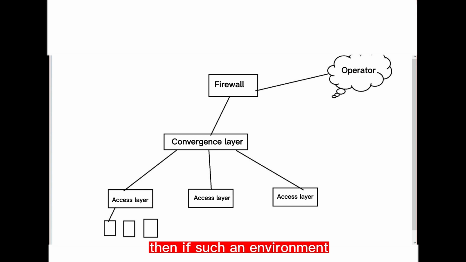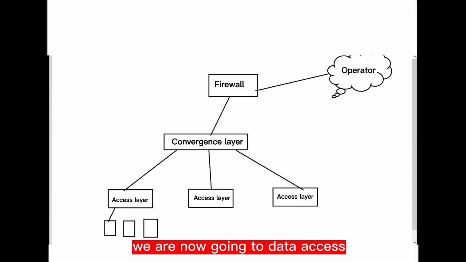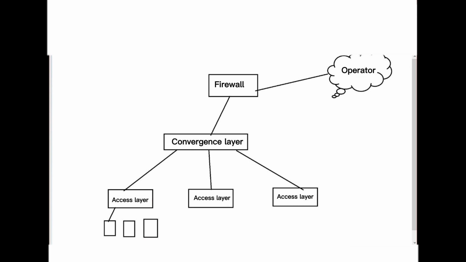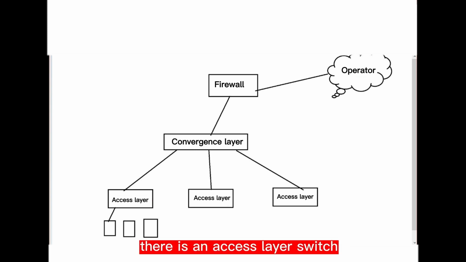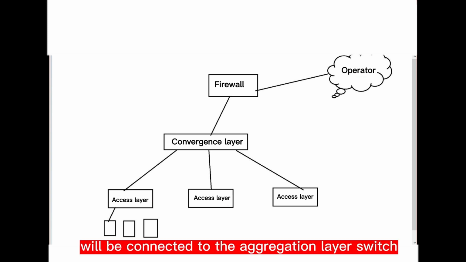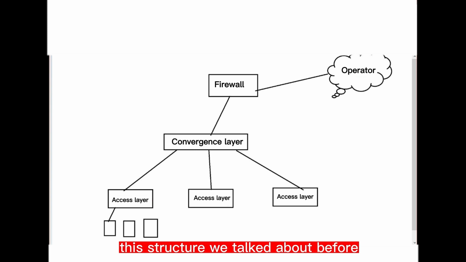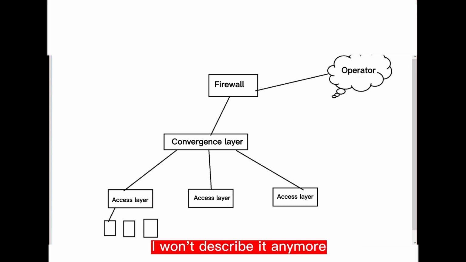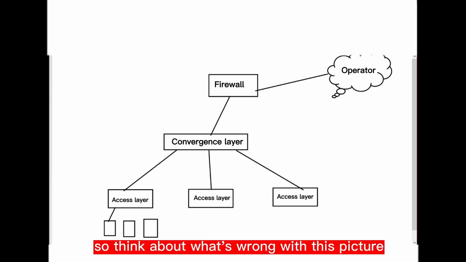Then, in such an environment, this is the operator. We are now going to data access. On each floor there is an access layer switch, which will be connected to the aggregation layer switch. This structure we talked about before. I won't describe it anymore. So think about what's wrong with this picture.